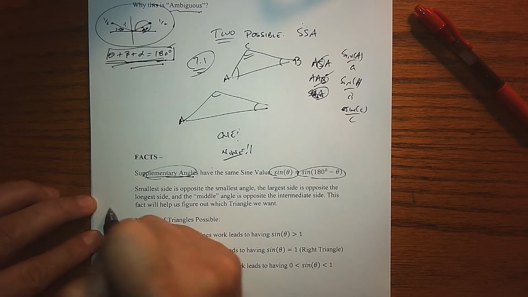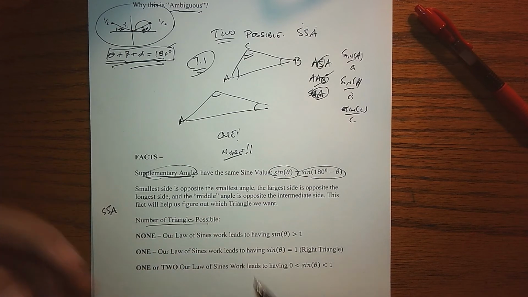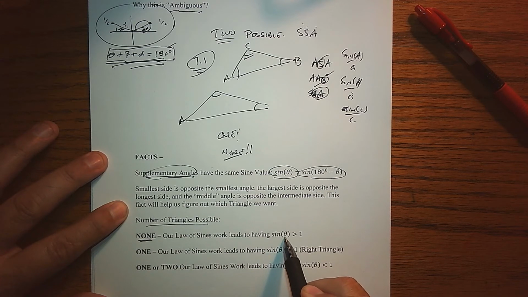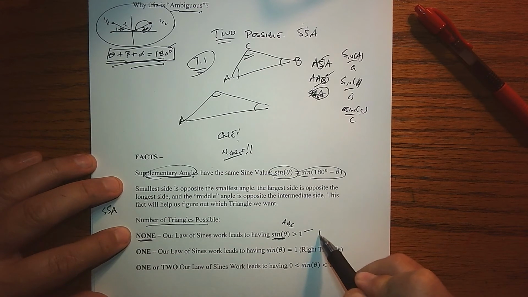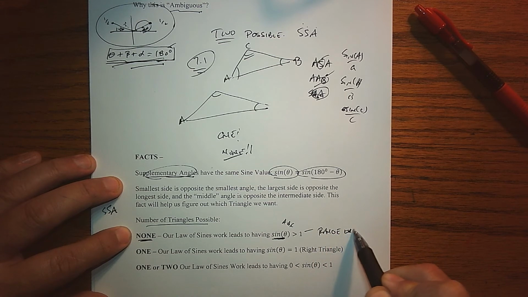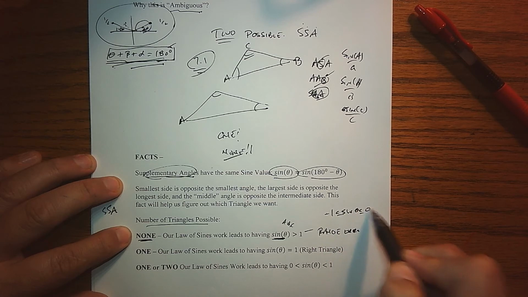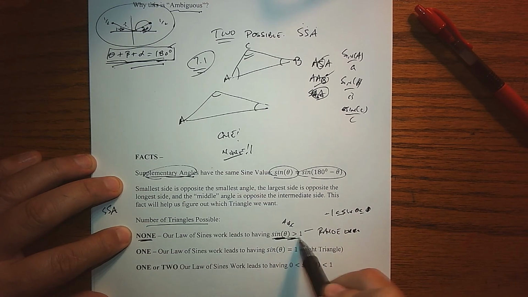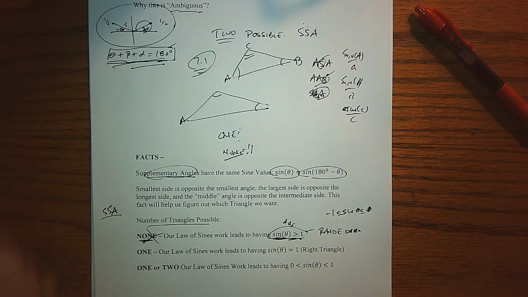In these SSA situations, there's basically the following possibilities. One is we get no possibilities at all. Again, this theta I'm talking about could be A, B, or C, right? But one of those angles has a sine value that's greater than 1. And of course that's a range error, right? Because we know that sine basically bounces back and forth between 0 and 1. So if I get a sine value that's greater than 1 in my work, then we know we're dealing with an SSA situation that's absurd, right? There's no real solution to it.